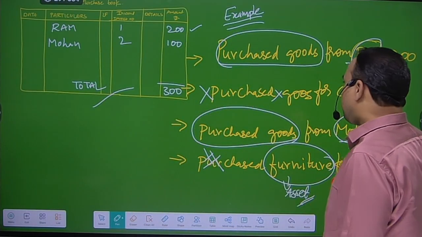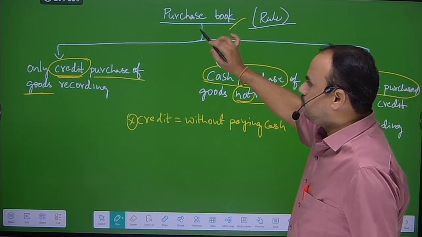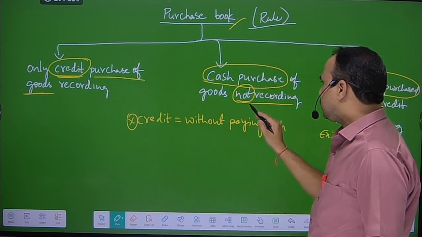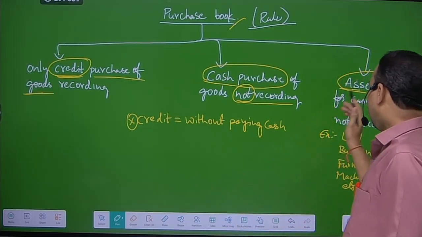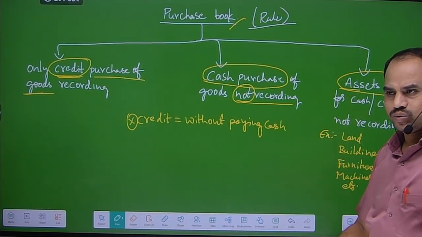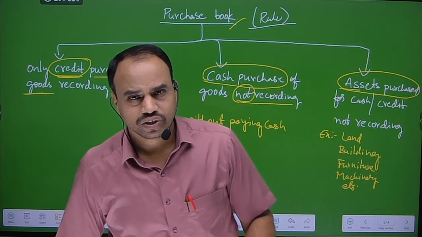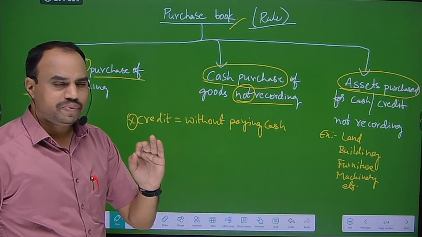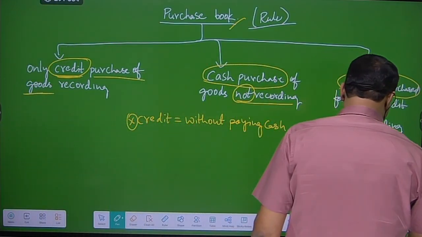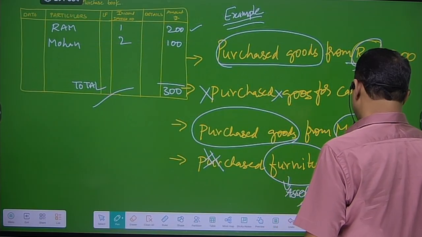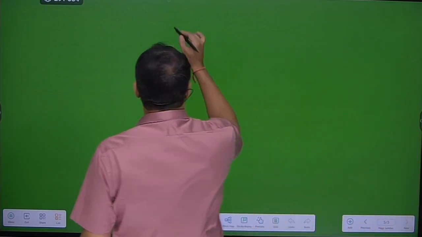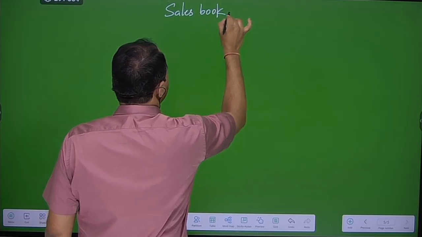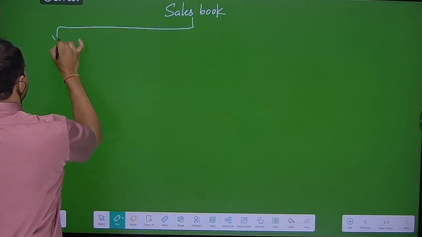Simple. You have to remember the three rules. In the purchase book, only credit purchases of goods are recorded. Cash purchases of goods are not recorded, and assets purchased for cash or credit are also not recorded. If you remember this rule, you can do the problem easily. The same rule is applicable to the sales book also. Now we'll prepare the sales book.